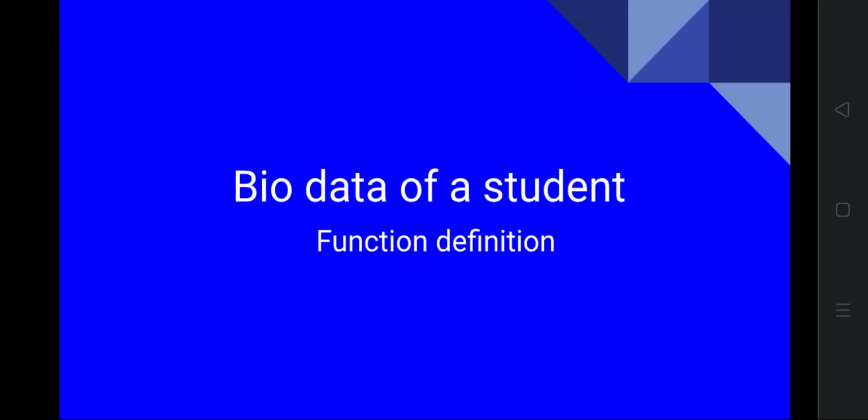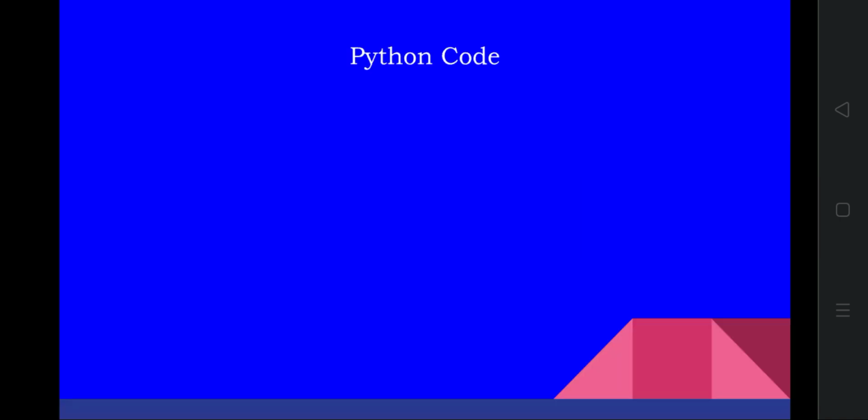Hello everyone, in this video we are going to see a program in Python using the function definition. The program is to print the biodata of a student. Let us see how to use a function for this biodata using the function definition statement.